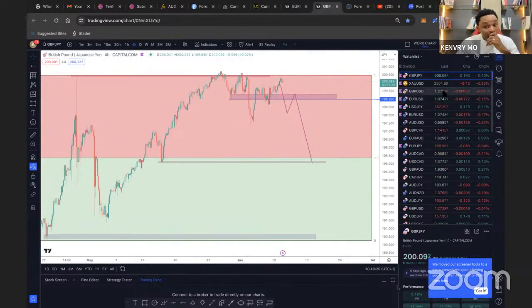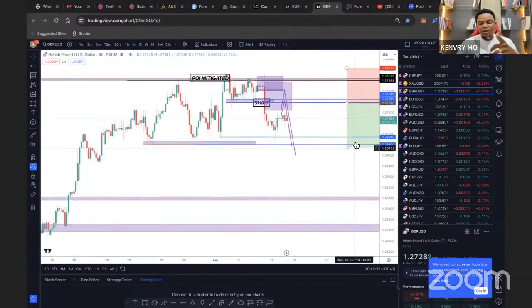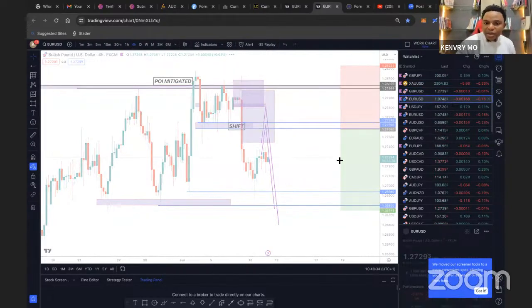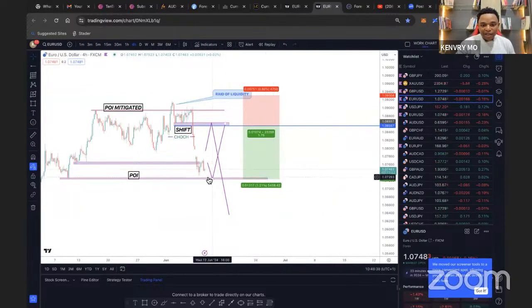Okay. So those are, I'm giving you GU. I've told you GU. So those are about the EU. EU is the same thing. Okay, I want EU to come to this level, take out this liquidity that I'll be looking at for a buy. So if it comes to this level, I'll be looking at it for a buy.